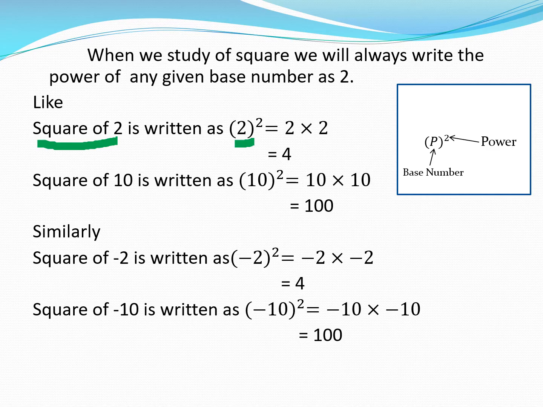Now take this next case. If you are asked to find out square of 10, you will write it as 10 to the power 2 or 10 square, which is equal to 10 into 10 equal to 100. Same things apply for even negative numbers. You will clearly see here it is mentioned the base changes, but the power will always remain constant as 2 in case of square numbers.